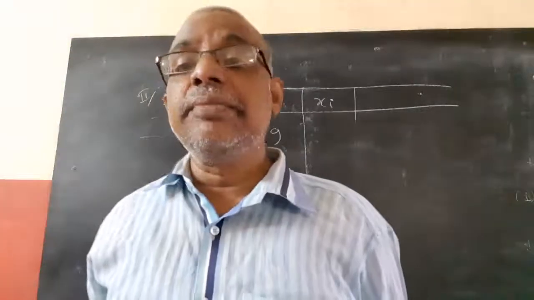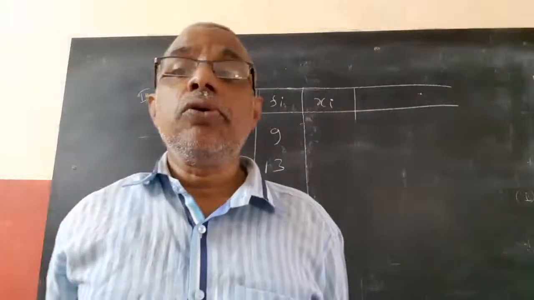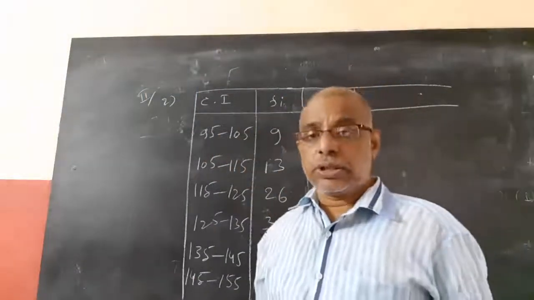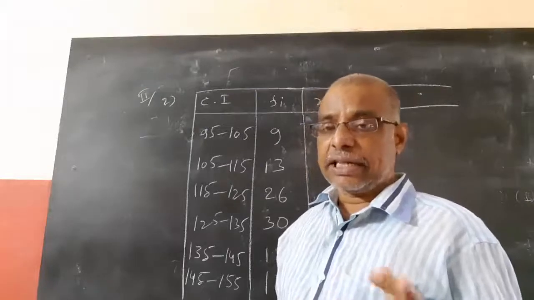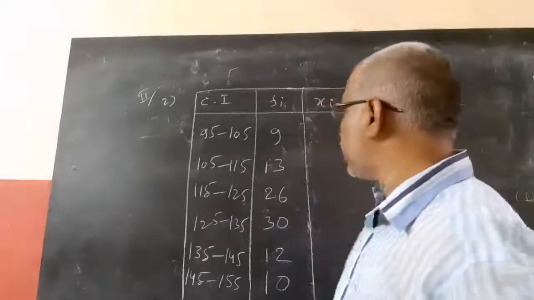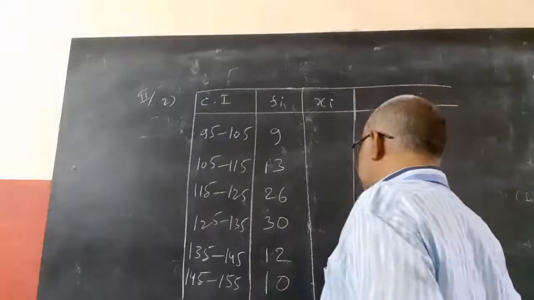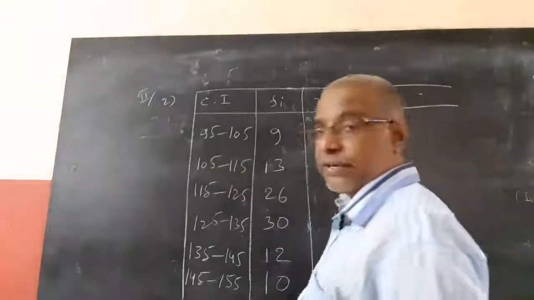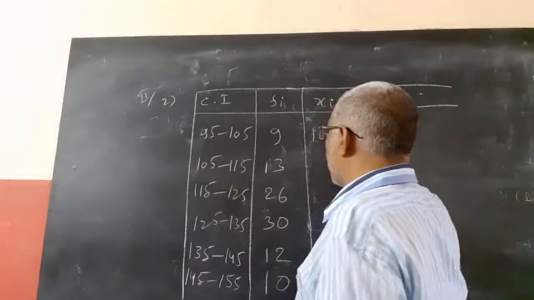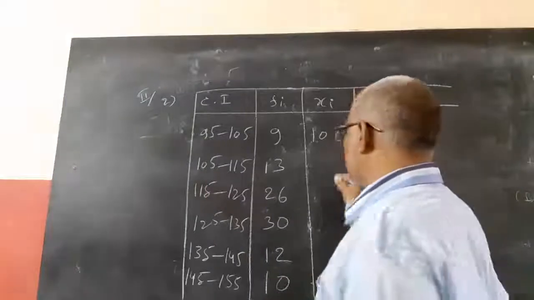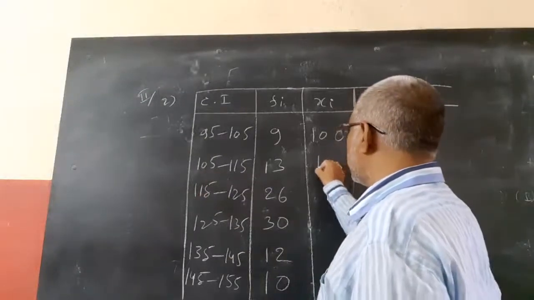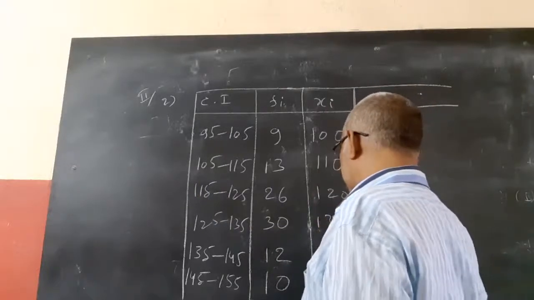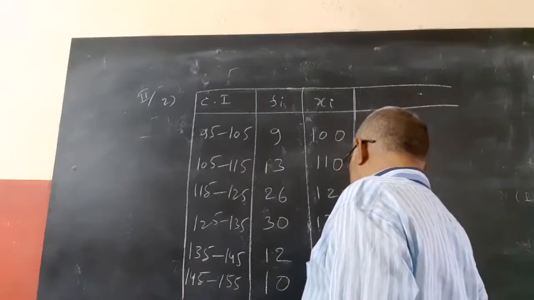Mean deviation about the mean means first we need to find the mean. How do you find the mean in your 10th class for this type of table? You used to use the general method, fi xi, and another method, step deviation. So xi means the mid value. What is the mid value? Upper limit plus lower limit by 2. So 105 plus 95 by 2 is 100, and 115 plus 105 by 2, 220 by 2, is 110. Then 120, 130, 140 and 150.